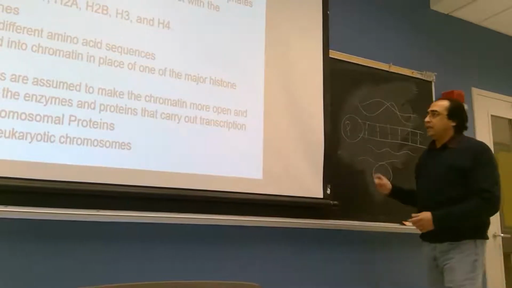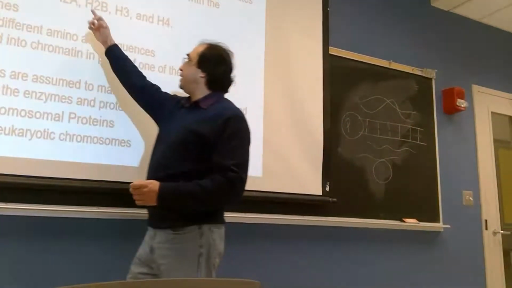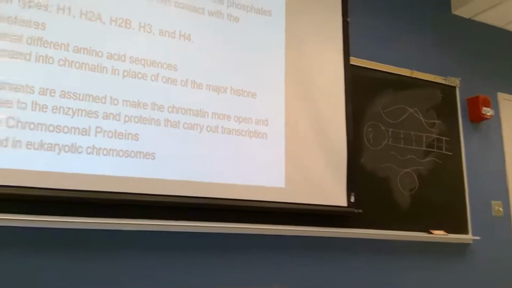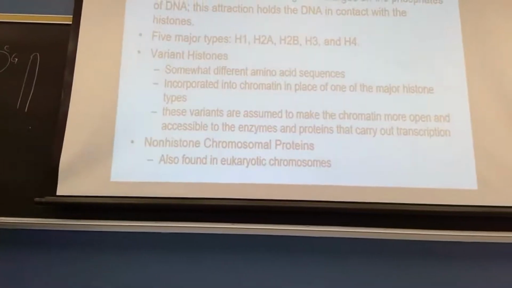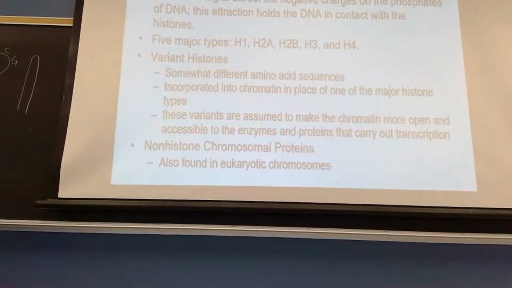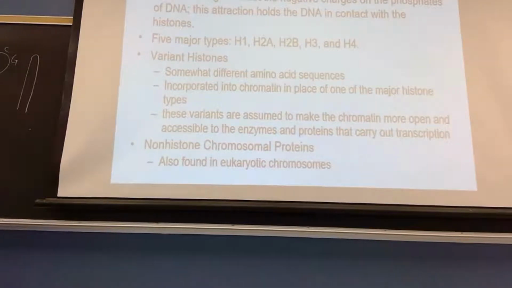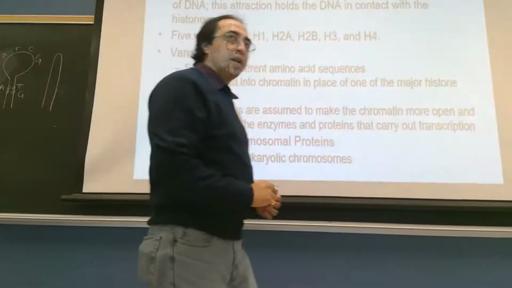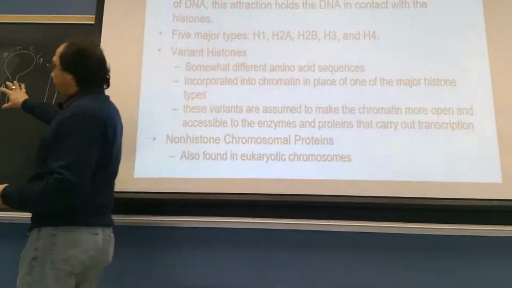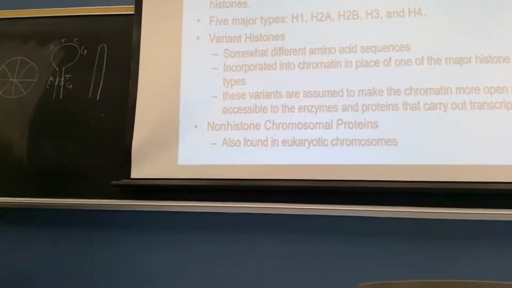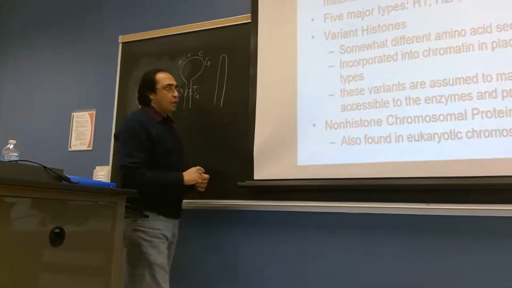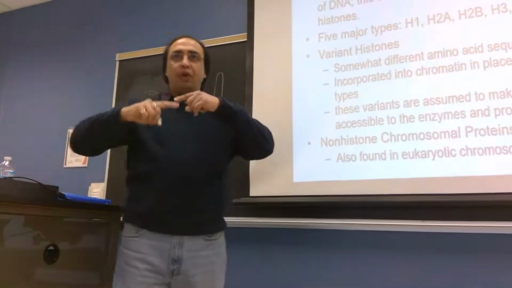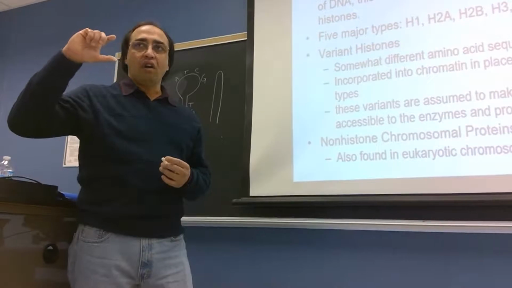The core particle is made up of these 4 histones: H2A, H2B, H3, and H4. They can form an octamer. These are 4, and here are the other 4. They are forming octamers, 8 components in total, and they form ball-like structures. This is called the histone octamer, and DNA is coiled 1 3/4 turns around each histone octamer.